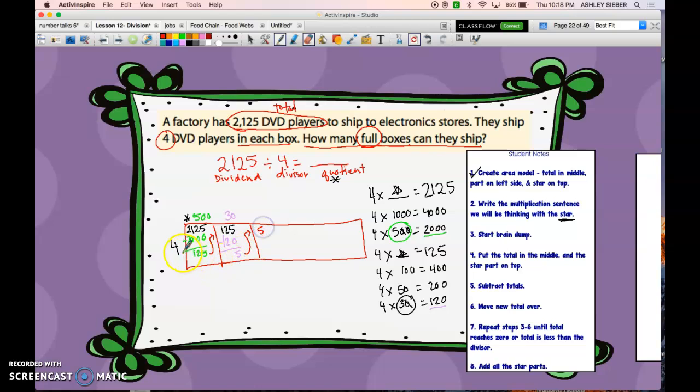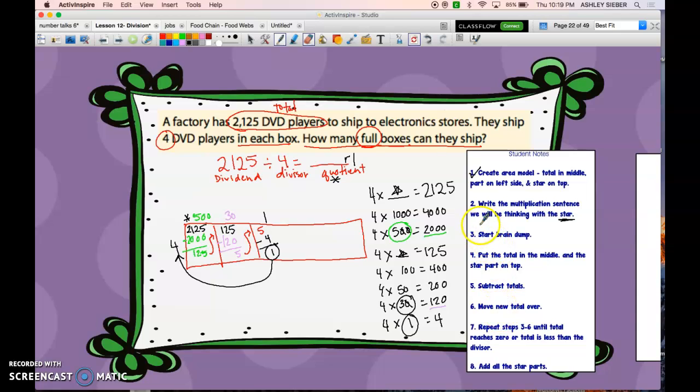I can still put more groups of 4 if I have 5, but I know that I can only fit one group. 4 times 1 equals 4. 1 is my star part. I'm going to subtract 4, and I have 1 left over. So I know I cannot put any more groups of 4 if I have 1. So 1 is going to be my remainder. I'm going to go ahead and write my remainder up here so I don't forget about it.